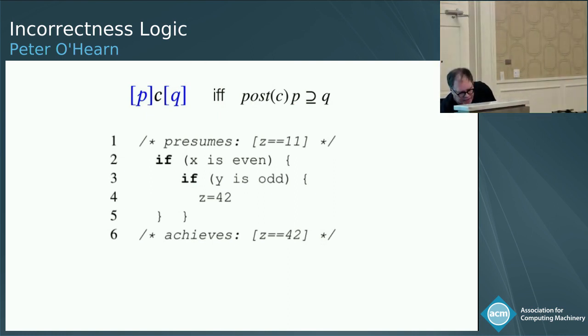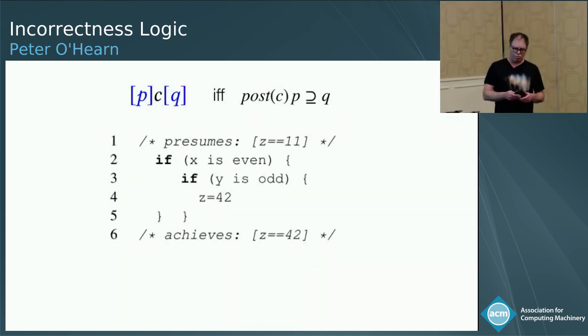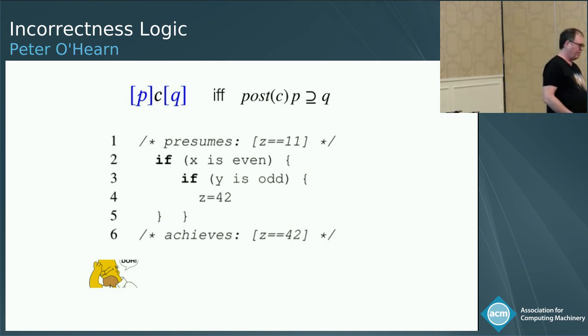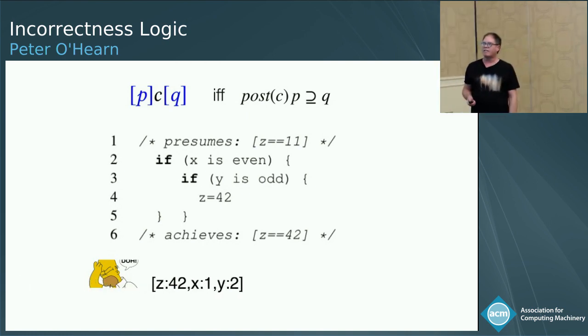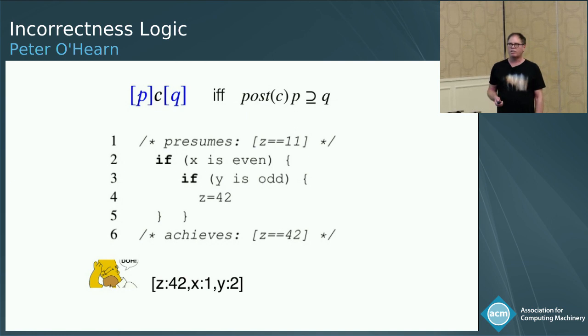If I start with Z is 11, and I execute this code, then I'm going to get to the conclusion. Then Z equals 42 under approximates the states that can be reached in this program, right? Well, no, actually no. The funny thing is, every single person I've shown this has gotten this wrong because we're not used to under approximate reasoning. Actually, it's not an under approximate conclusion there, because I can find a state where Z is 42 and X is 1 and Y is 2 that satisfies the post assertion, but you can't get to it starting from the pre. You won't get into that if X is even, because X is 1.